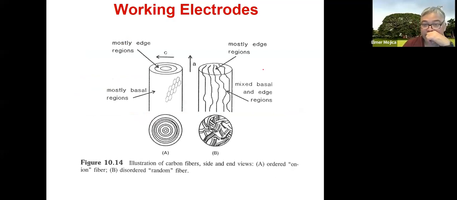So this is how they would look like. The illustration of the carbon fibers, the side and the end view. So this makes it what? Anisotropic. Okay. So if you look at them, they don't have the same properties. They have different properties depending on the direction. So you have an ordered fiber versus a disordered random fiber. So that's the difference that you have. These electrodes are small.